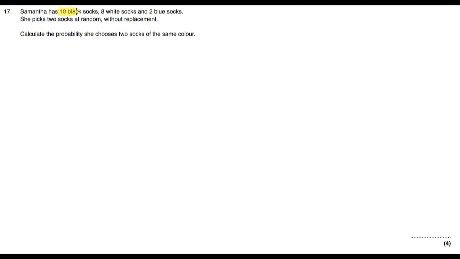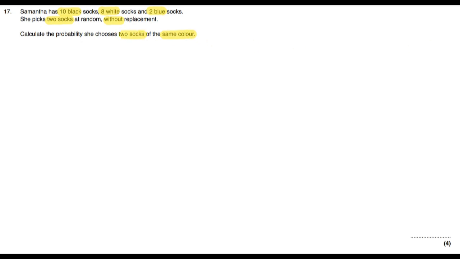Question 17. Samantha has 10 black socks, 8 white socks and 2 blue socks. She picks 2 socks at random without replacement. Calculate the probability she chooses 2 socks of the same colour.